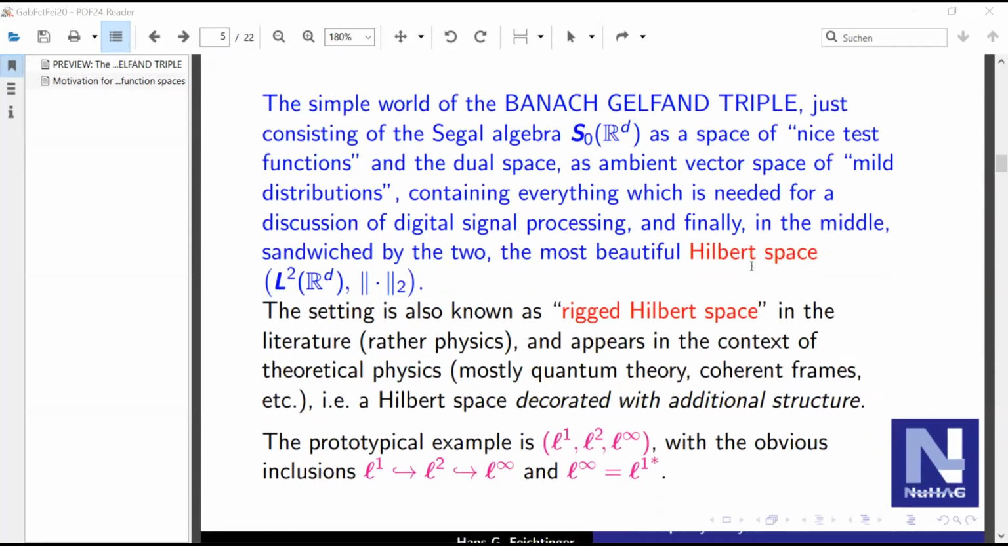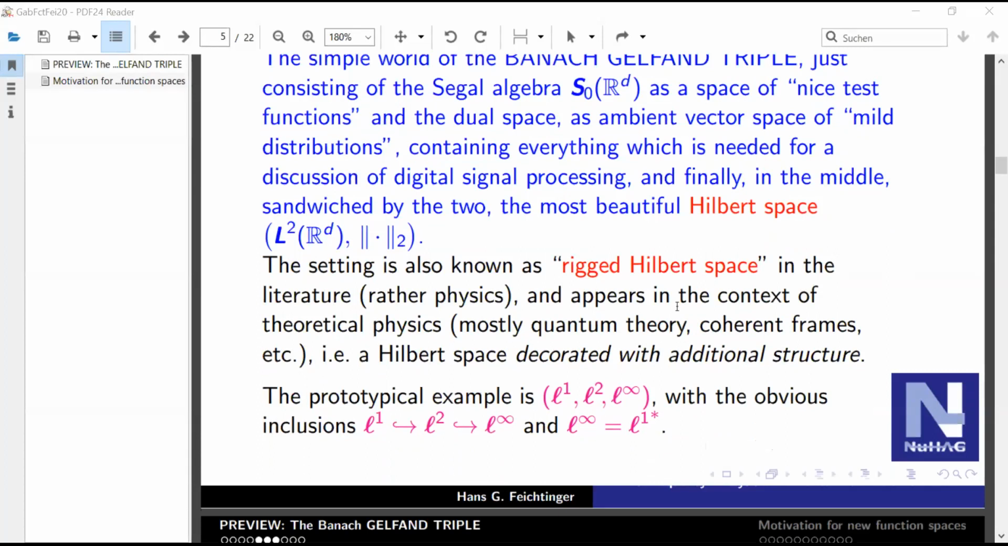Now, without giving too many details of what Banach Gelfand triples are, clearly they are triples of spaces. There's a small guy and the big guy, and the Hilbert space is in the middle. You can also start from the Hilbert space and say it's decorated. These are so-called rigged Hilbert spaces, and that's the terminology used mostly by physicists. And I would say it's a Hilbert space with extra structure.